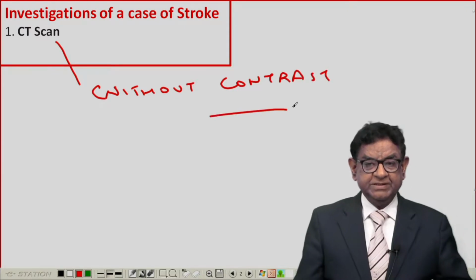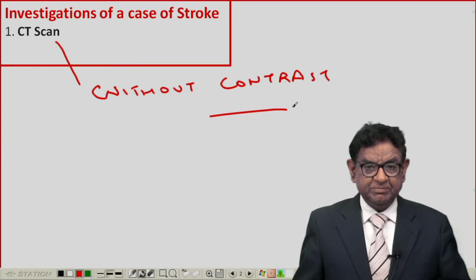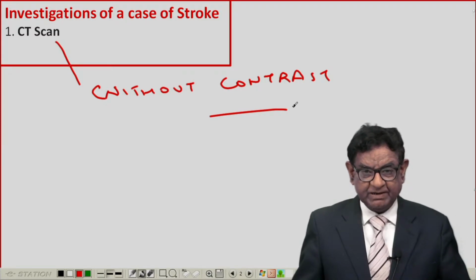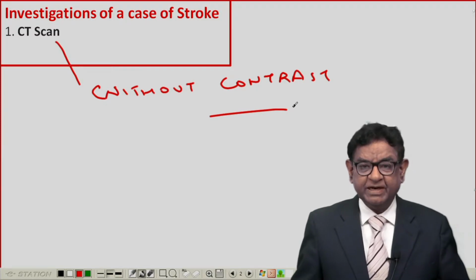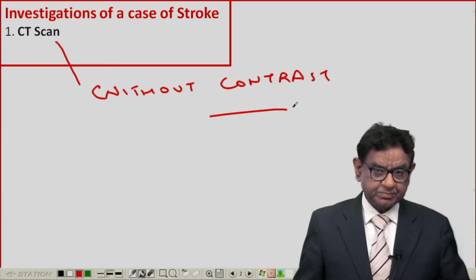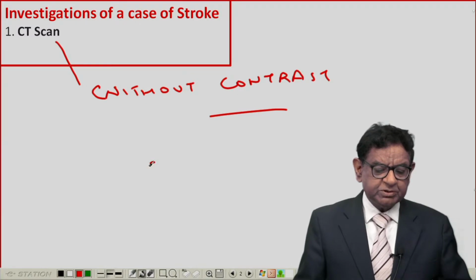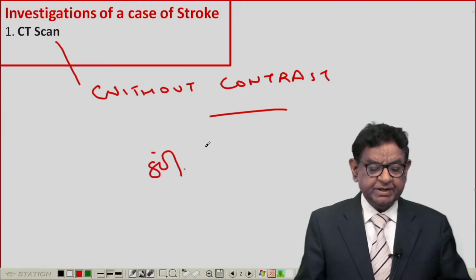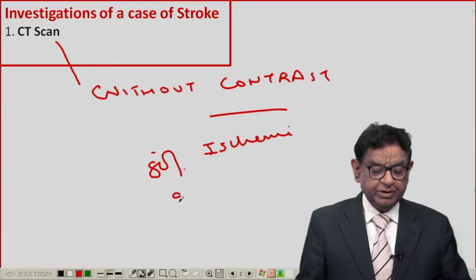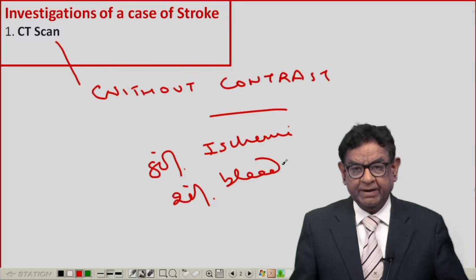Okay, why is it so? Remember, wherever the blood is there, we don't need a contrast because that will hamper the evaluation. Now, one more thing: 80% of the strokes are due to ischemia and 20% strokes are due to bleed, or so-called hemorrhage.